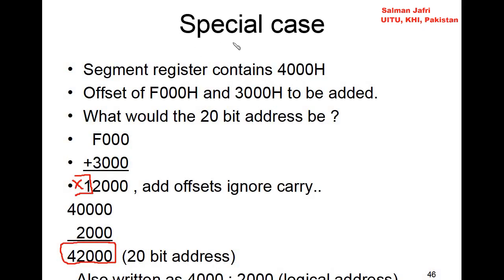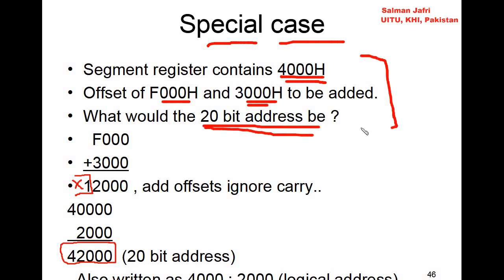Now let's look at a special case. This is often involved in addressing modes. The segment register contains the value 4000 hex. But now we have two offsets, F000H and 3000H. Both these offsets are to be added to this segment register to create a 20-bit physical address, as is shown. What would the 20-bit physical address be?